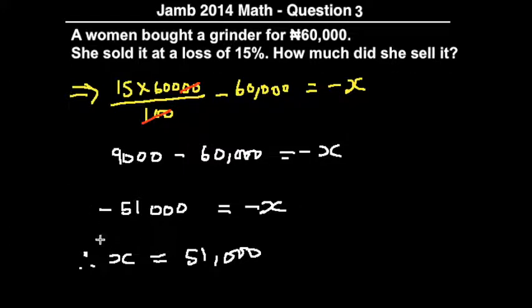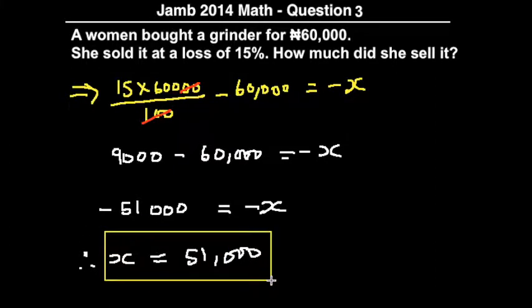Now, before you rush and declare victory, with these types of word problems, it's very important that you try to use your common sense to verify if your answer matches what you expect. So we are told that the woman bought this grinder at 60,000 and she sold it for a 15% loss. So now we know she sold it for 51,000, which is definitely a loss because she sold it for less than what she bought it for. And so based on that, we know that our answer is consistent with what we expected.